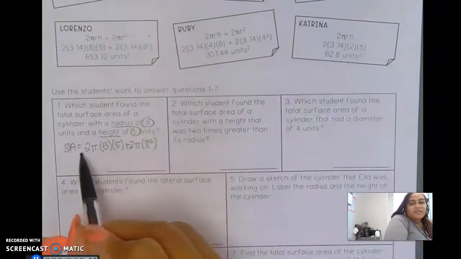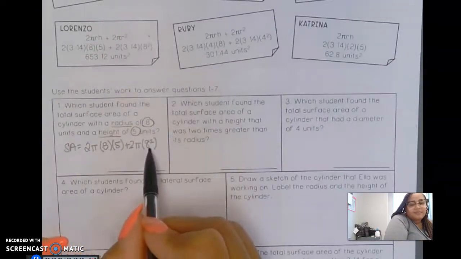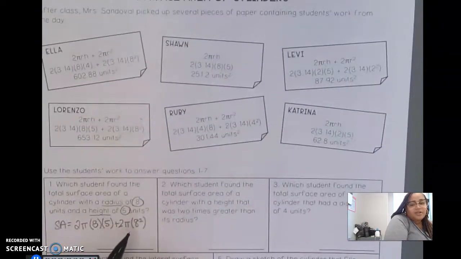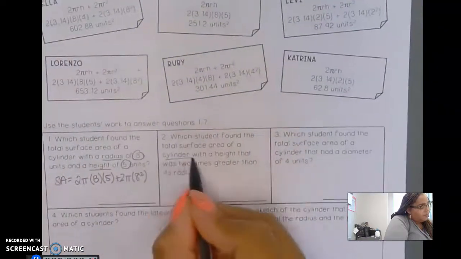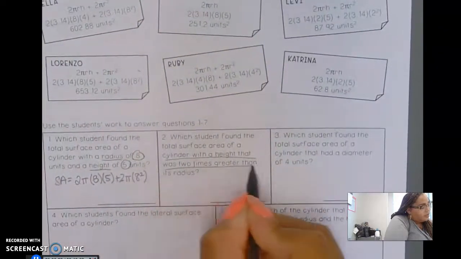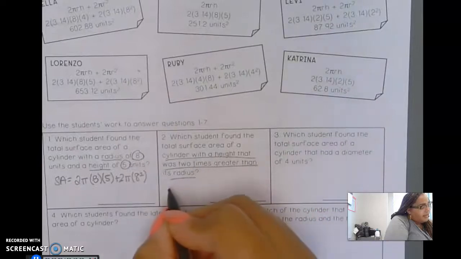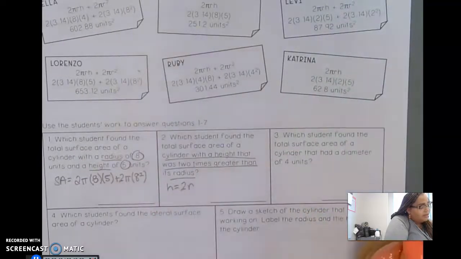So I need to find the student that did this up here on these cards. Make sure they have the plus 2 pi 8 squared part. Which student found the total surface area of a cylinder with the height that was 2 times greater than the radius? That means my height equals 2 times my radius.